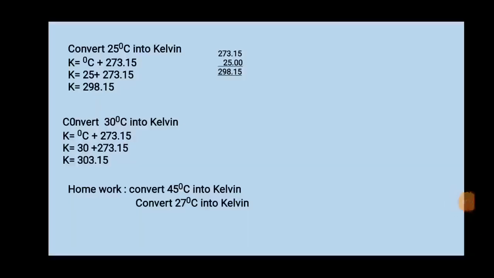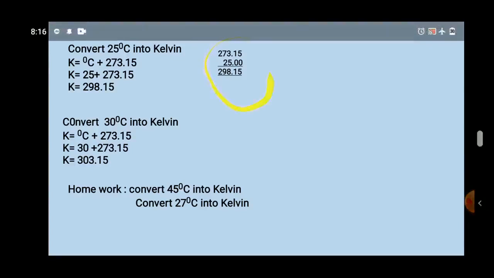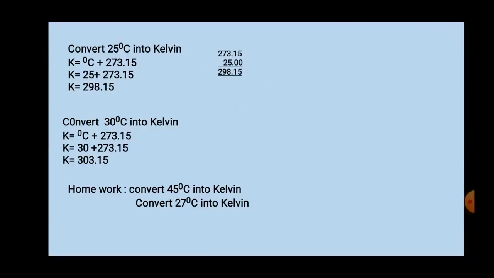Now, how to convert 25 degrees Celsius into Kelvin? The formula is K is equal to degree Celsius plus 273.15. Here, in the place of degree Celsius, you should put the value, that is 25 plus 273.15. So what answer will you get? It is 298.15. Okay. The calculation method is given here only.